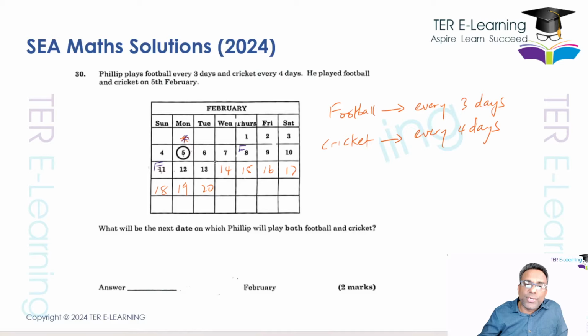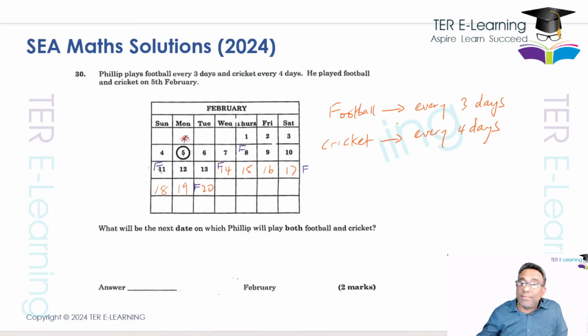1, 2, 3, we have football here again. Then we check 1, 2, 3, football here again. And then 1, 2, 3, football here again. So what I'm doing is marking all the positions where we have football. Then we're going to mark the positions where we're going to have cricket.